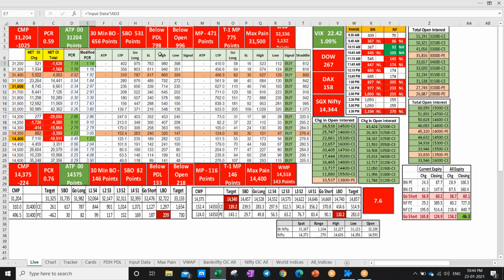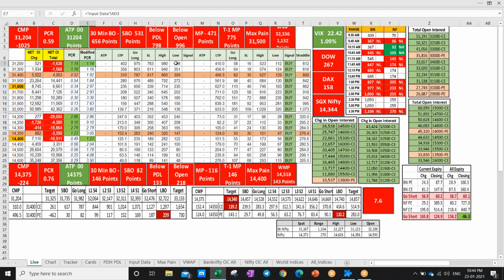That is the reason for the background color, and how many points it is down below the previous day low is shown. Then below open, how many points the price is below the open is automatically stored, because the open will not change after the market opens. When the price keeps moving below the open, it will show how many points it is trading below the open.